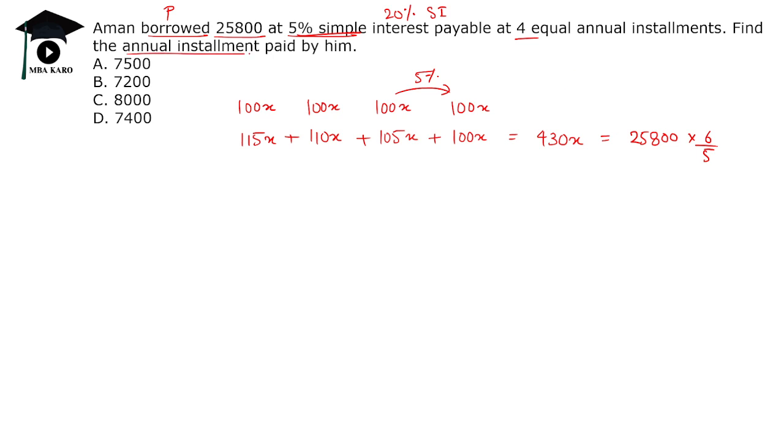And we need to find the annual installment. So basically we have to find 100x. So 430x is this. We need to find 100x. So 25800 into 6 by 5 into 100 by 430. Okay. Now remove the zeros, the necessary part. So 43 into 6 is 258 and this is into 2. So what do we get? 6 into 6, 36, into 2, 72 and double zeros. So 7,200 is our answer. I hope through these examples you are feeling that this is such a simple thing. If the principal is given, make the amount. If the amount is given, use it.